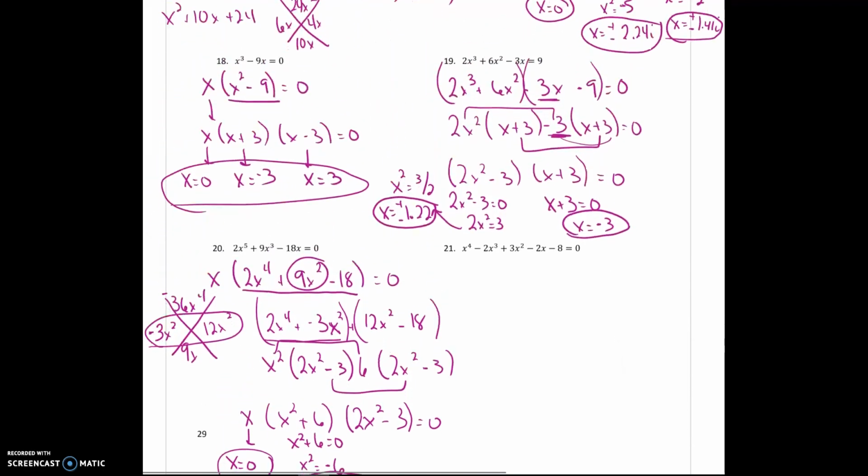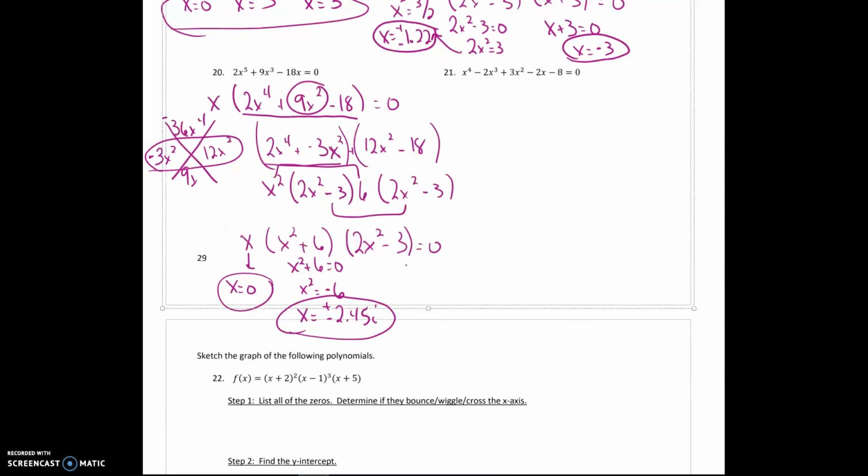which this is the same one, if you notice, back up on 19, but 2x squared minus 3, set it equal to 0. I'm going to add 3. I'm going to divide by 2. This time I'll write the decimal version, and then I'll take the square root of 1.5, which gives me plus or minus 1.22. So there are my 5 answers. 2 are imaginary and 3 are real.